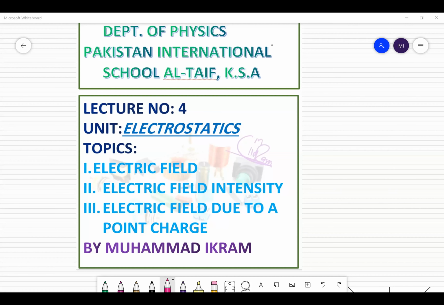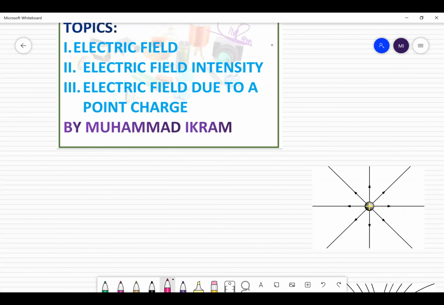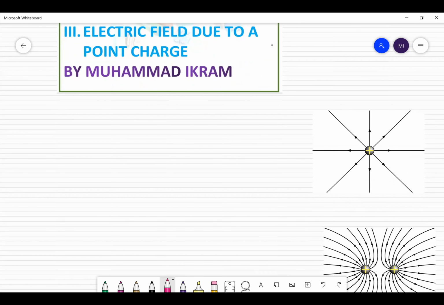And one thing I would like to tell you is that they seem to be very simple, but these are the very basic and the backbone of the entire second year course. Once you understand the concept here, inshallah, you won't feel any difficulty further. Most importantly, the electric field intensity and the electric field due to a point charge. The electric field and the electric field intensity you know from your previous class, but I will explain it to you here in further detail. So let us start with the name of Allah Almighty.